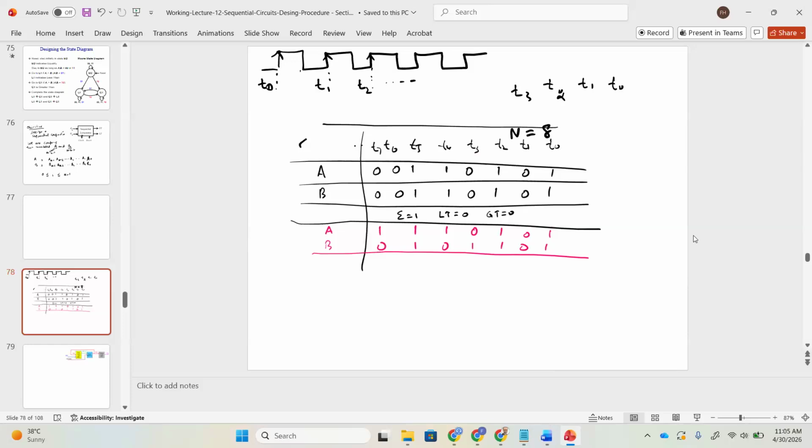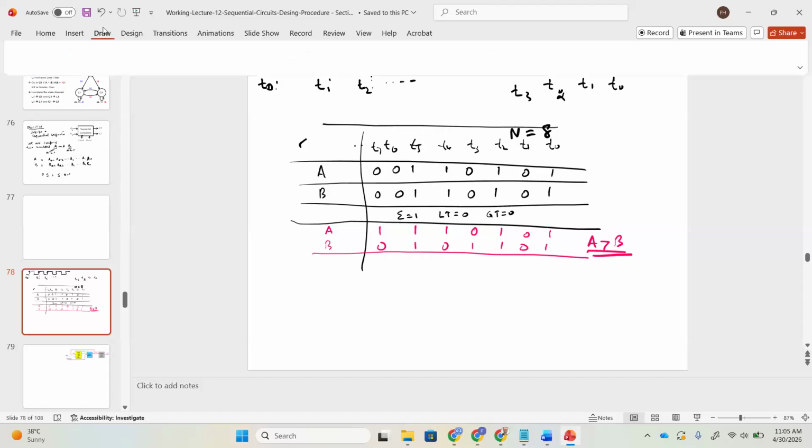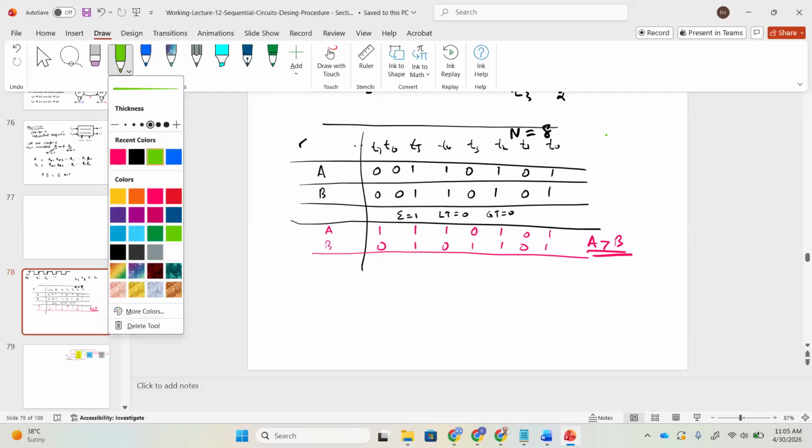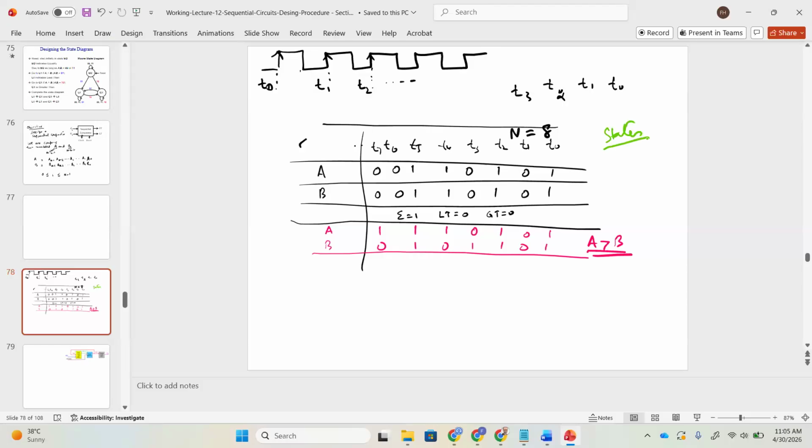So in the red thing we can say, oh yeah, A is greater than B. But now let's assume I'm starting from only t0, and there are different states. I call these states. There are three states: E stands for equal, G stands for greater than, and L stands for less than. You got it or not?